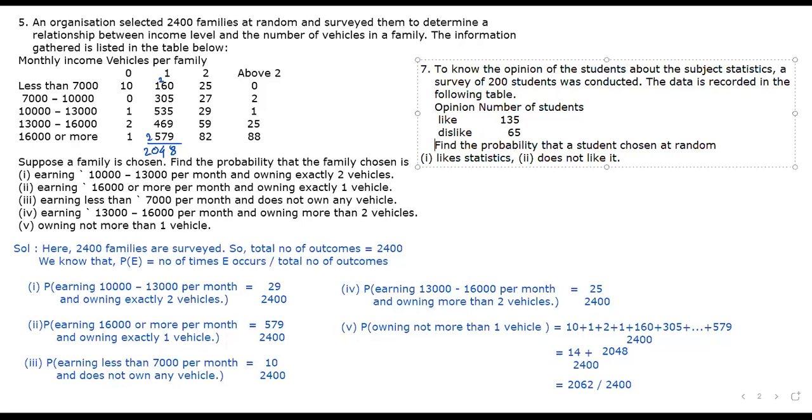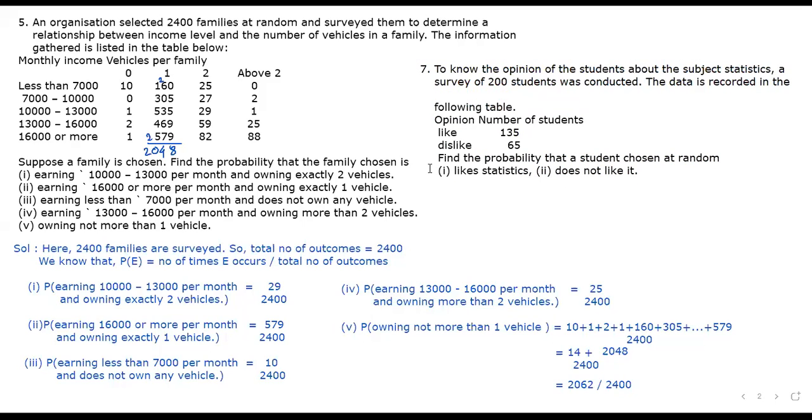Complete it. I'm writing it in blue color, red color now. Last answer for the day. We know that P of E is equal to the number of times E occurs upon the total number of outcomes.